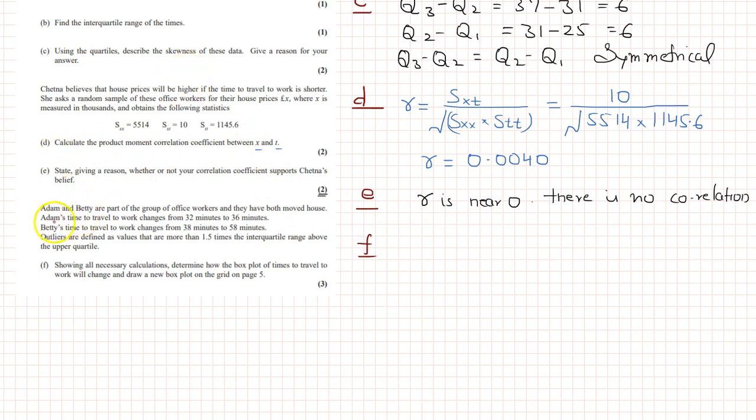Part F. Adam and Betty are part of the group of office workers that both have moved house. Adam's time to travel to work is changing from 32 minutes to 36 minutes. And Betty's is 38 minutes to 58 minutes.